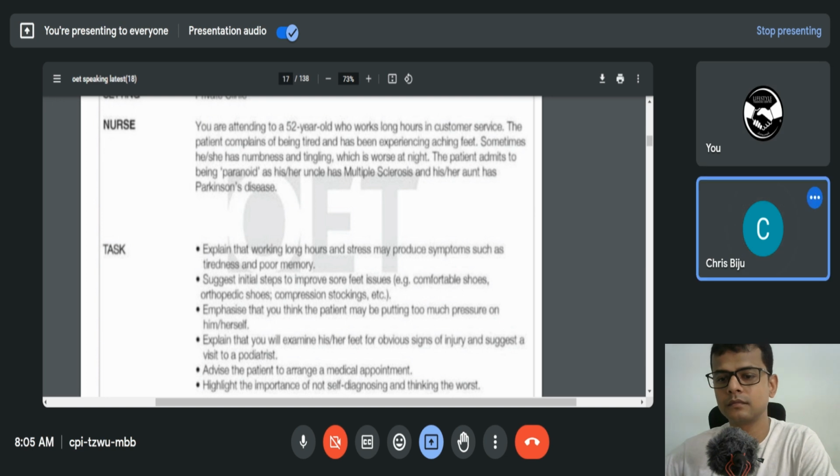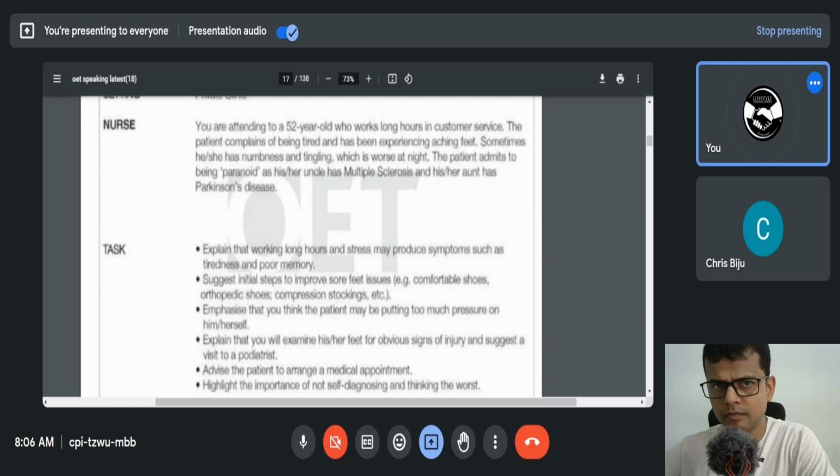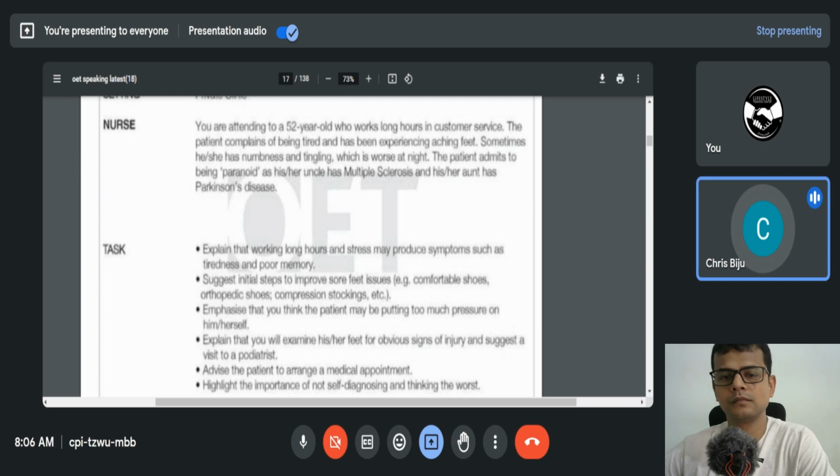All right. From our discussion, I came to know that the problems you are experiencing, such as tiredness and poor memory, are related to your long working hours and stress. Do you understand? Yeah, sometimes I'm not able to manage things at all. I have plenty of things to remember. I can't write them down always. What should I do? Don't worry, definitely we will help you. Now, I will explain the initial steps we can take to improve your feet issues. Can I proceed with that?